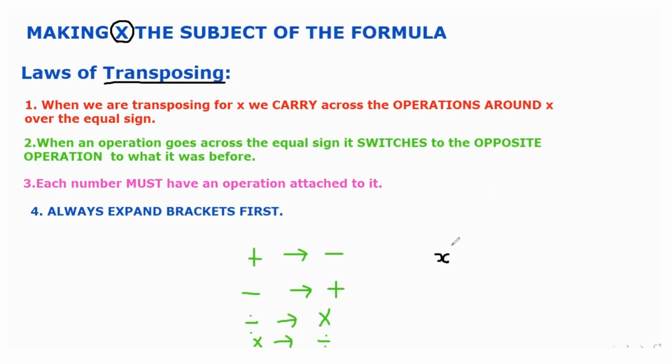So x squared. The opposite of square is square root. In this case, this 2 will be carried across, and when it goes across, the 2 will switch to a square root sign. So the opposite of square is square root. There's an additional one, so if you didn't know, well, now you know.